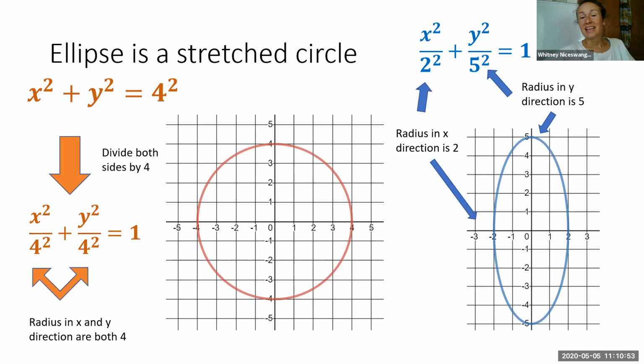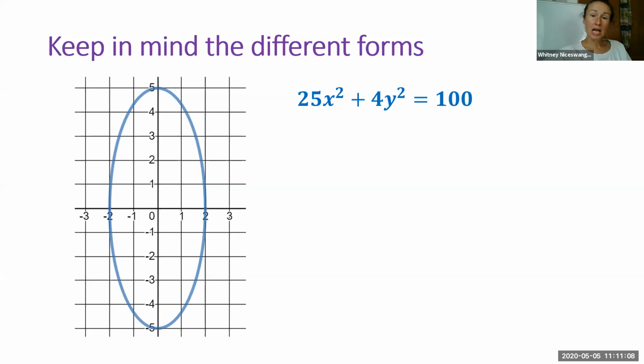So that denominator for the x, take the square root of that, and that's the radius in the x direction. The denominator for the y is the radius in the y direction. So it's pretty intuitive here. What can make it a little complicated is you have to keep in mind the different forms that this equation might be presented to you in.